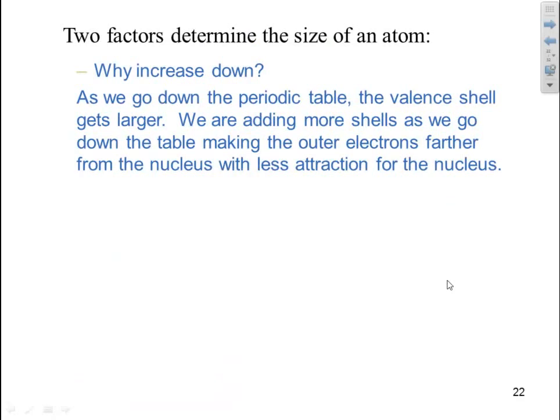Two factors determine the size of an atom. First, why does it increase down? Well, as we go down the periodic table, the valence shell gets larger. We are adding more shells as we go down the table, making the outer electrons further from the nucleus, with less attraction for the nucleus, therefore it spreads out more.